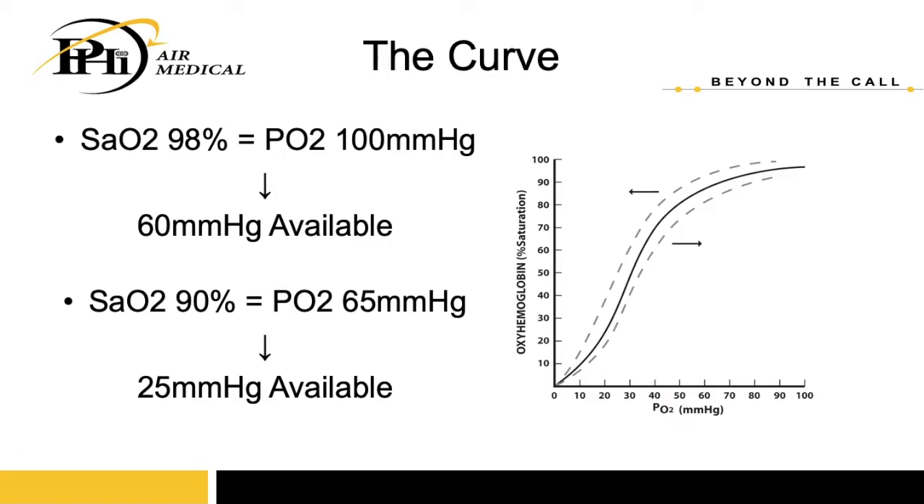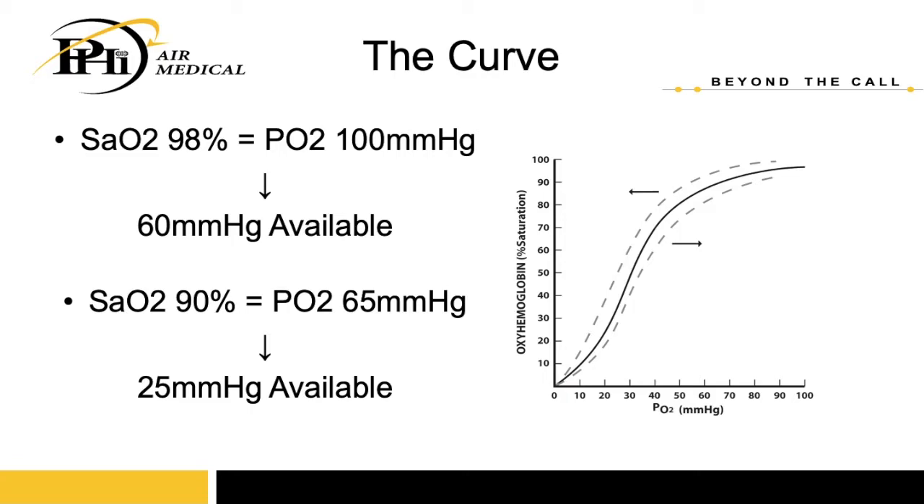So what does that mean for our patient? We're going to start looking at this oxyhemoglobin curve right here. So we can see on the x-axis we have our PO2, which is the amount of oxygen that's available for our tissues in millimeters of mercury. And on the y-axis we have our oxyhemoglobin, which is the percent saturation. We commonly refer to it as our SaO2.